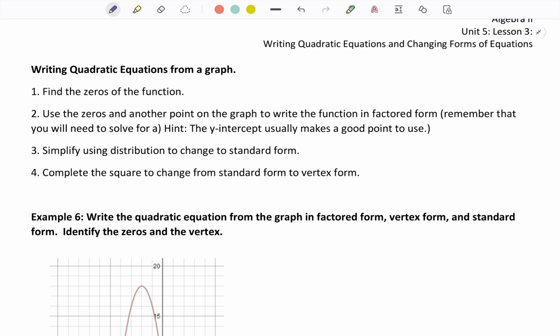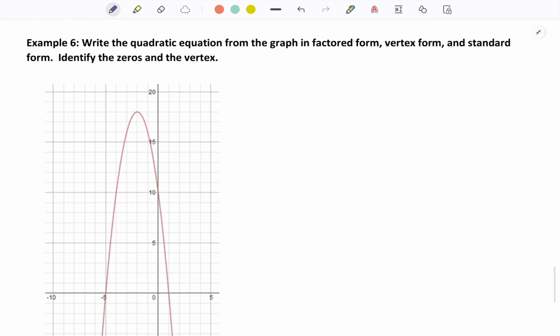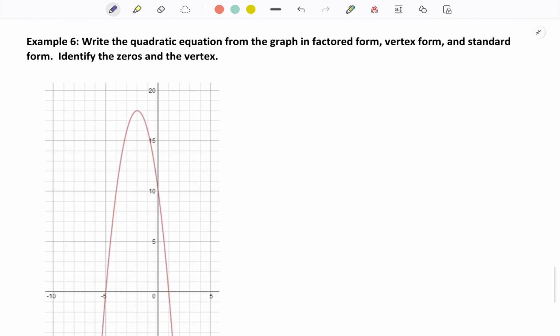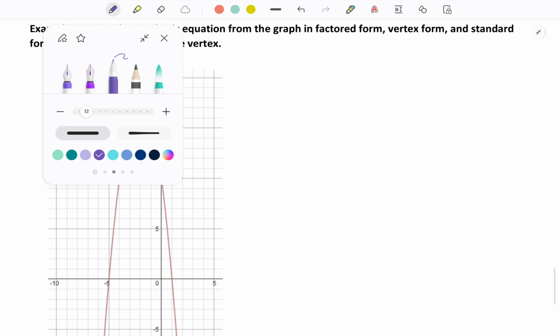Hint, your y-intercept is usually a good point to use because you have a 0 involved that helps get rid of some things. And then we'll simplify using distribution to change to standard form, and then from there we'll complete the square to change to vertex form. So we're actually going to write this in all 3 forms before it's all said and done. So let's go ahead and get started here.